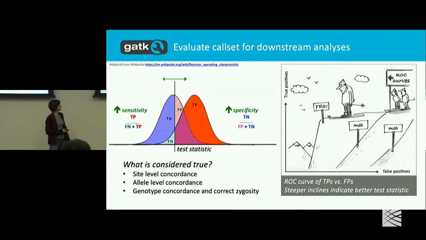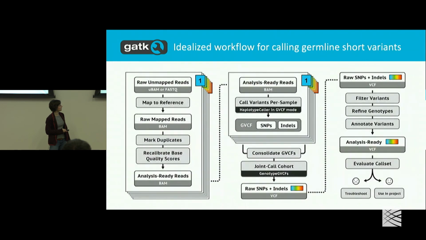So that's an overview of everything that we're going to be talking about today, from our realigned, recalibrated BAMs all the way to our variant call set quality. So the subsequent talks will go into more detail on each of those steps, but I'm happy to answer any questions you might have now.